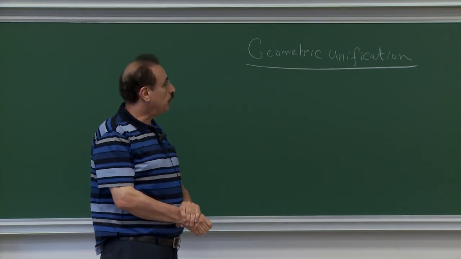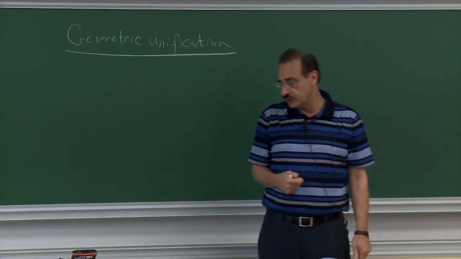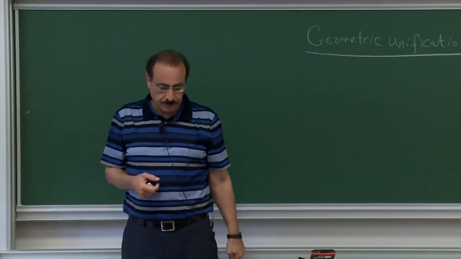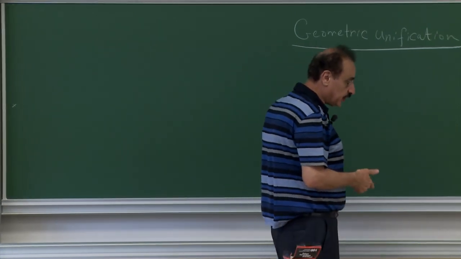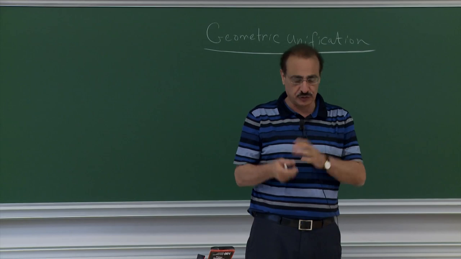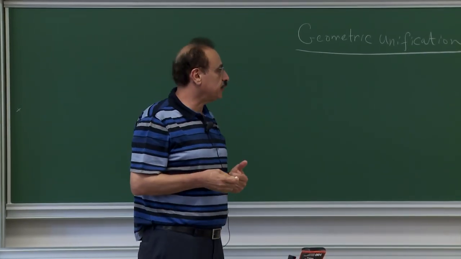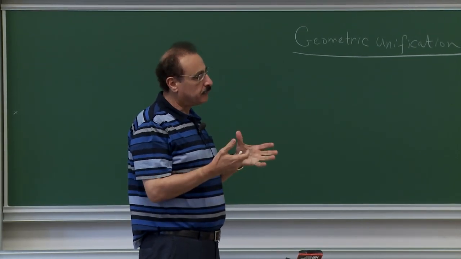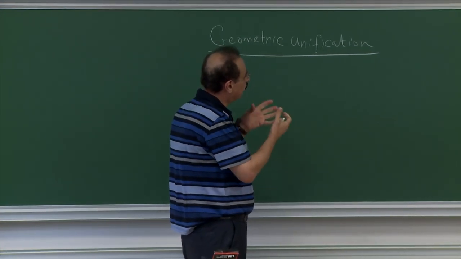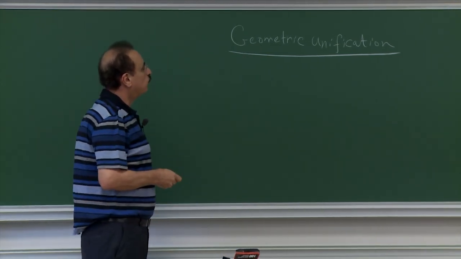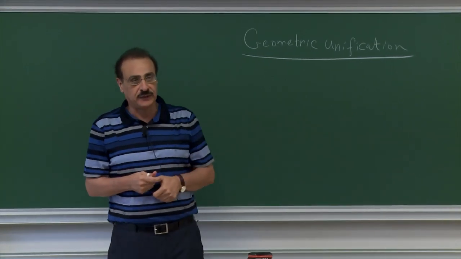The title is geometric unification, and I will be using noncommutative geometry as my tool to achieve this unification. To start with, at least for physicists who are familiar with general relativity, it's known that general relativity is an example of a geometric theory where gravity is described through geometry. In other words, matter tells space how to curve, and the curvature then dictates the motion of particles and things like that. So I would be seeking a geometric setting to unify all fundamental interactions.